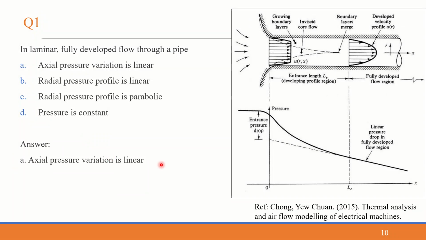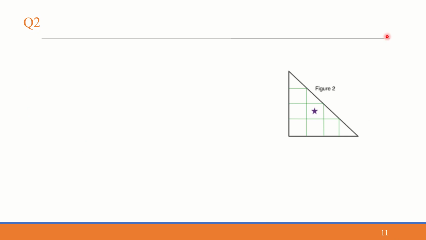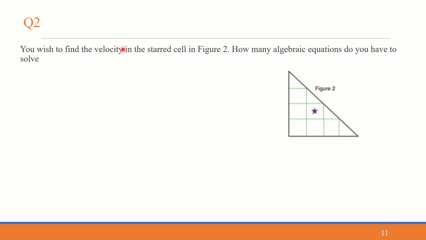So now we will go to question 2. In question 2, we are now dealing with this particular figure 2, wherein, as we know, in week 2 we saw the flow through a triangular duct. So what is asked in the question? You wish to find the velocity in the starred cell in figure 2. So this is figure 2.